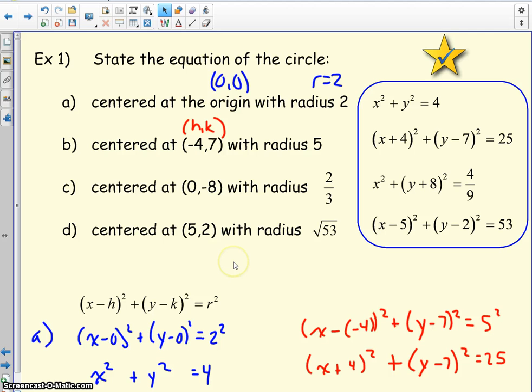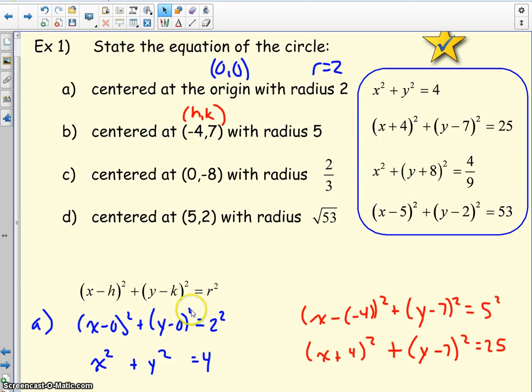For D, the center is at 5, 2, so we get x minus 5 squared plus y minus 2 all squared. Square root of 53 all squared is 53. So again, we get that equation of the circle there.